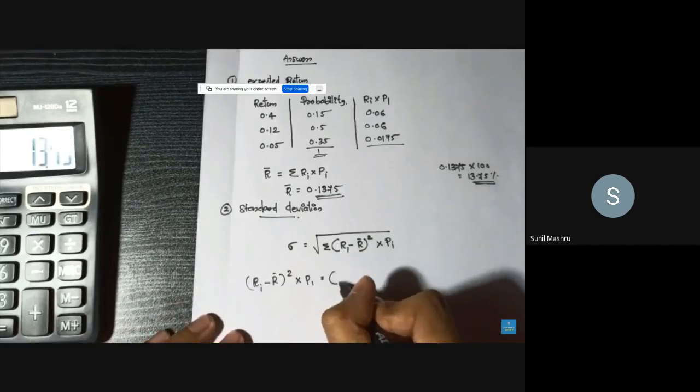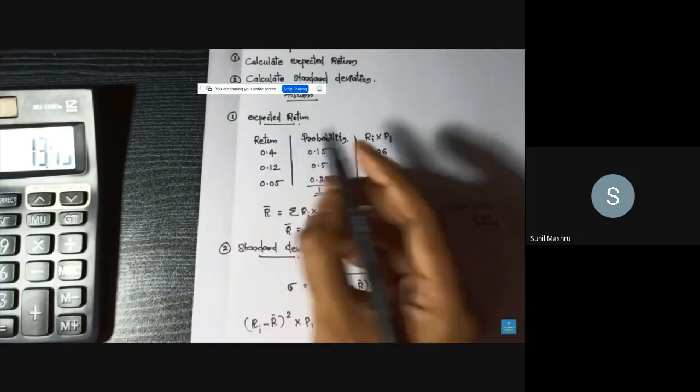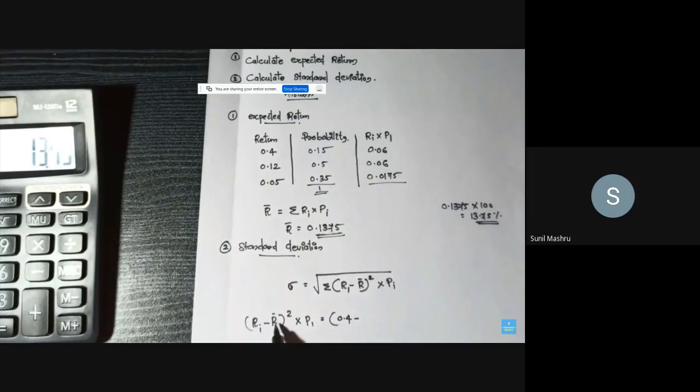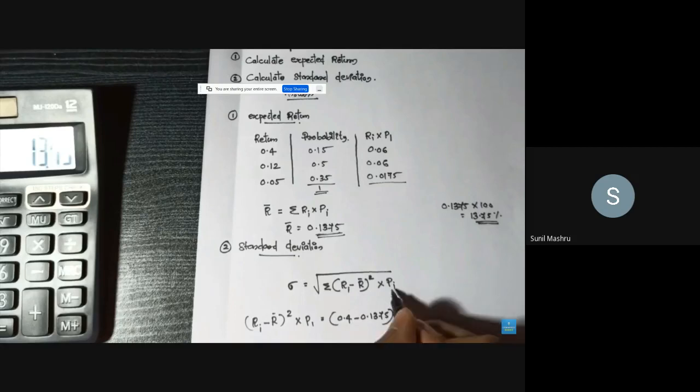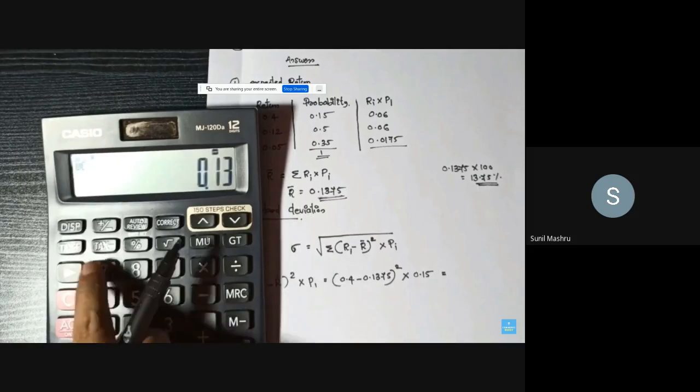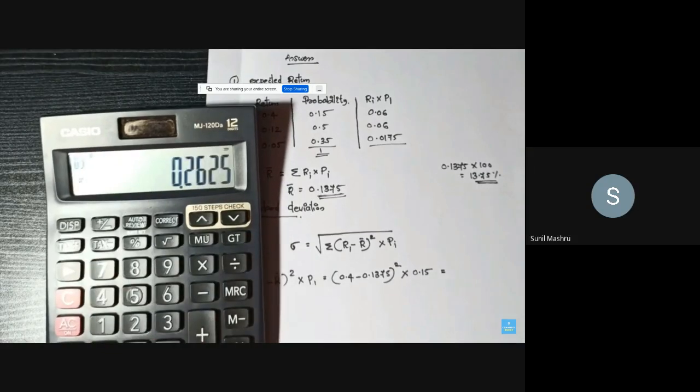So I am going to find (Ri minus R bar) squared into Pi. In the bracket, the first Ri is 0.4. So 0.4 minus R bar, that is expected return, 0.1375, bracket closed, squared, into Pi. Pi means the first probability, that is 0.15. Let me show you how to calculate this figure. 0.4 minus 0.1375 is equal to 0.2625. So we have to find the square of this.